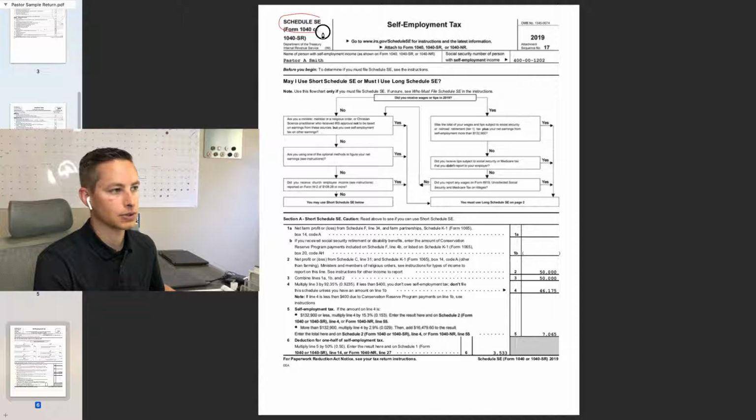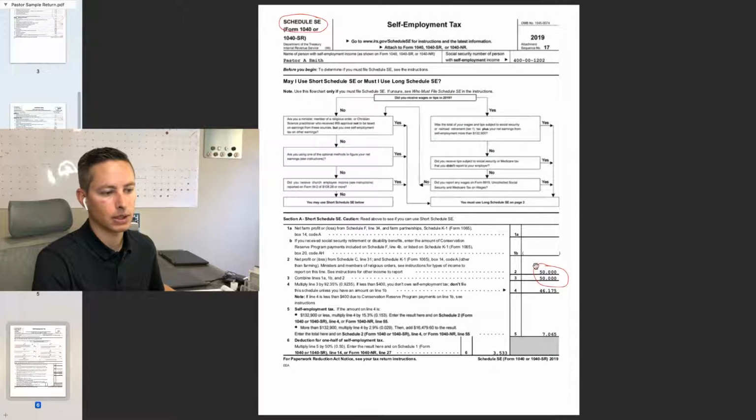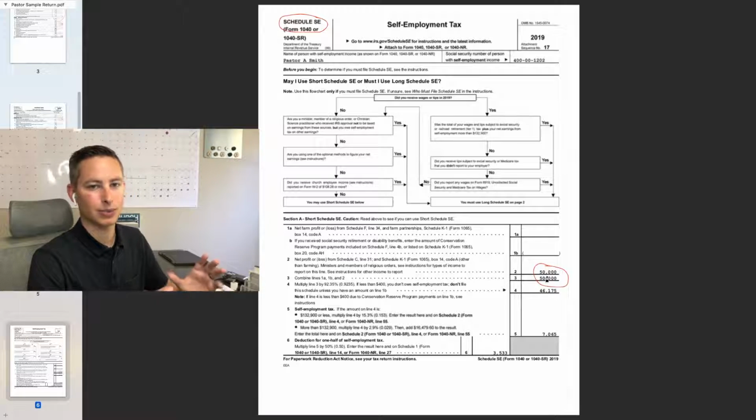Now, the next schedule is our Schedule SE. Now, for a pastor, this is very important. Our total wages subject to self-employment tax is $50,000 for our pastor. That is the $30,000 of wages in box number 1 on your W-2, plus your minister housing allowance of $20,000 gives you self-employment income of $50,000. This is where I see the biggest mistake on a self-prepared return or on a return prepared by a tax preparer who doesn't quite understand minister housing allowance and pastor taxes.